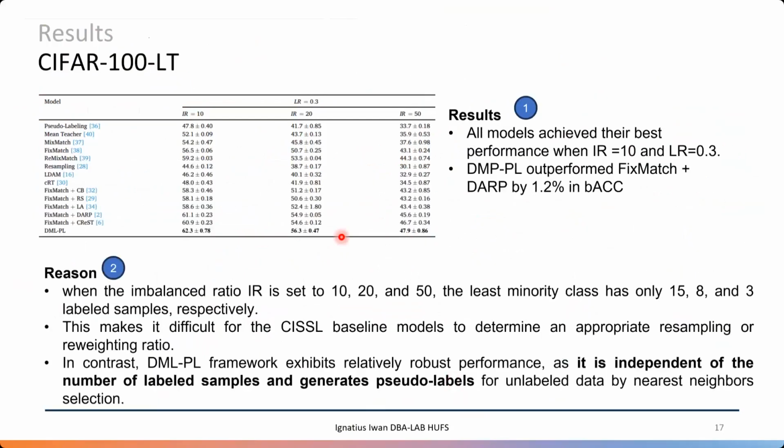And then this is another result on a large classification dataset. So in here, CIFAR-100 contains 100 classes, with the biggest number of samples for a class being 500 samples. So it is harder to learn from this dataset. And from the result, all models achieve their best performance when IR is set to 10 and labeled ratio is set to 0.3. And the DML-PL outperforms FixMatch plus DARP by 1.2%.